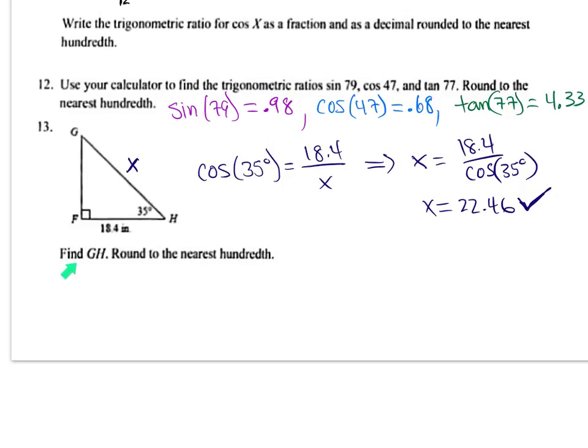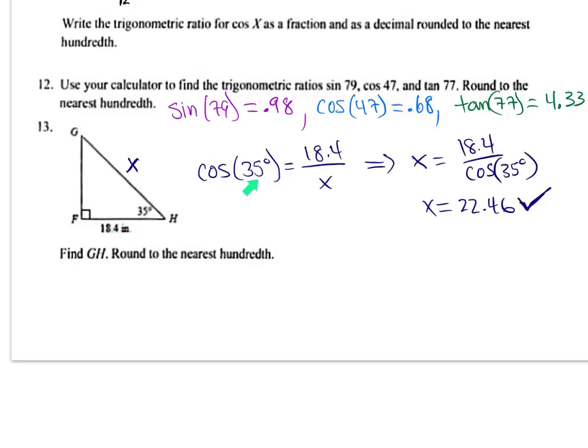Number 13, it says find GH. GH is the hypotenuse of this triangle, so I'm going to call it x. Now, x is the hypotenuse. The angle here is 35, and this side, 18.4, is actually the adjacent side to the angle 35. So we have adjacent, and we have x, which is the hypotenuse, and that's going to be cosine.